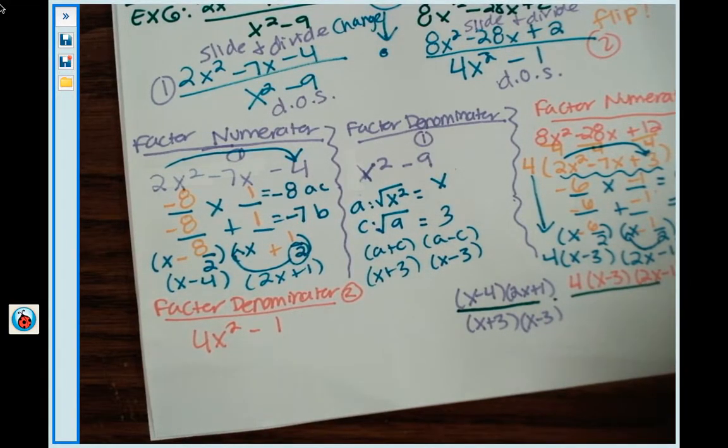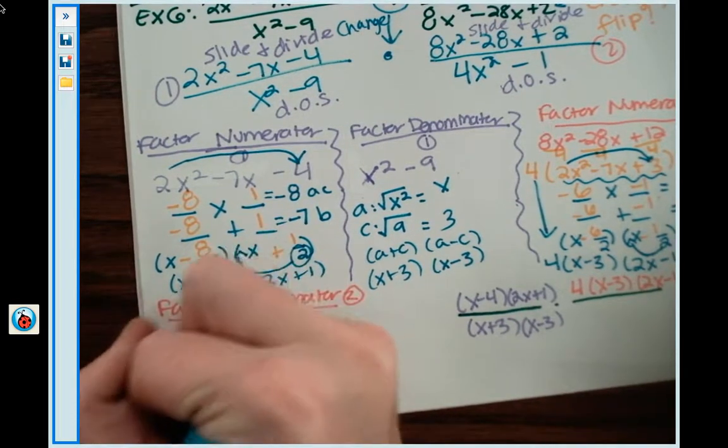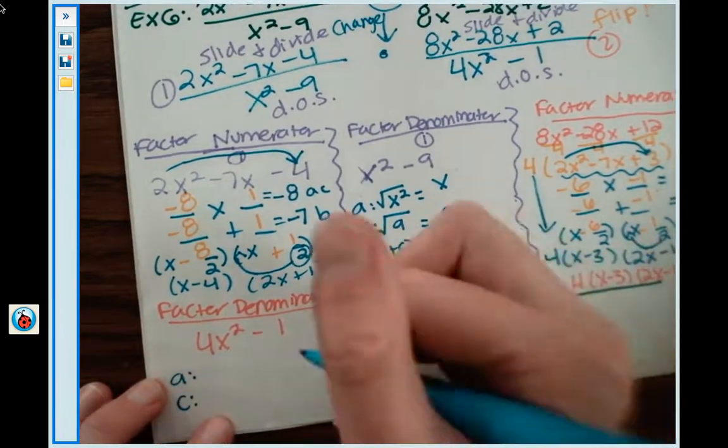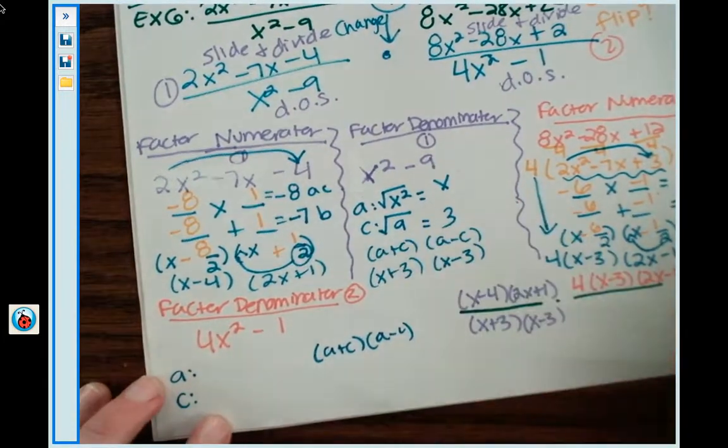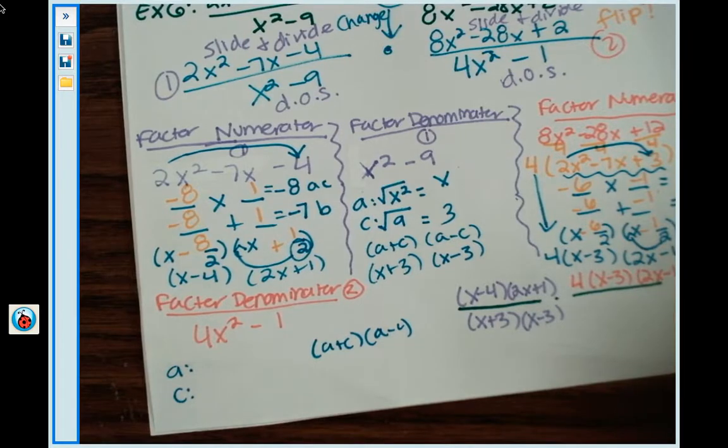Okay, and a difference of squares says we need to square root the first and last term, and that is our a and our c. And then it tells us all we do is add the a and the c and subtract it, and then we're done. Don't overthink a difference of squares. It's really not that bad.